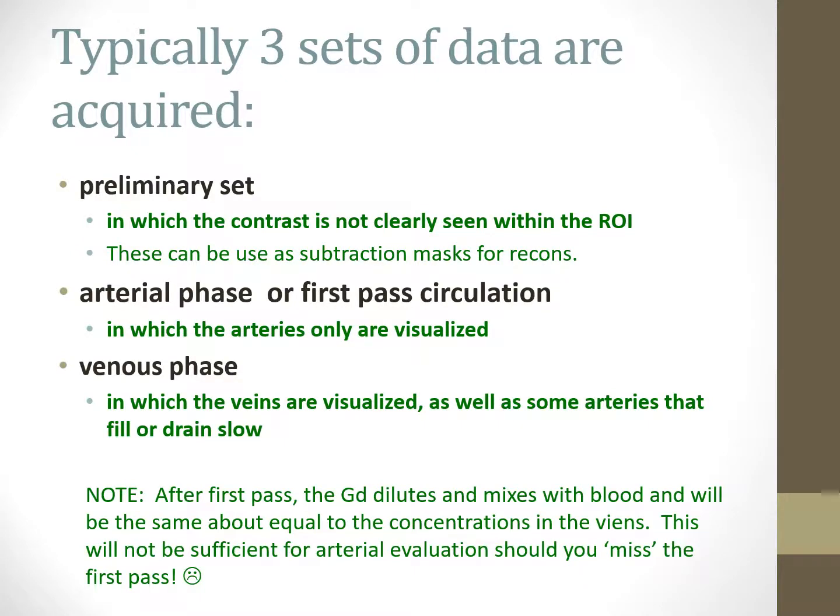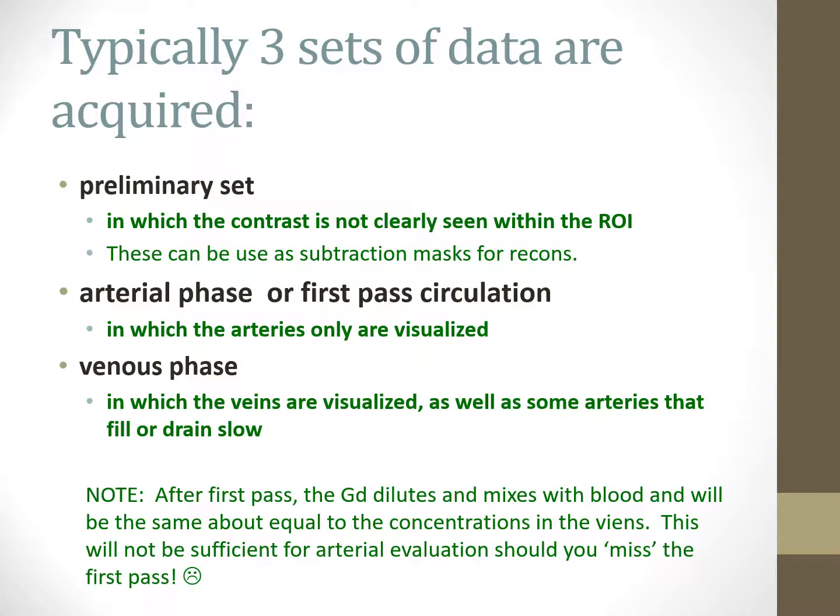Typically, we're going to acquire 3 sets of data. And they're all going to be located in the same slice location so that we can use one or more of these sets to subtract out information from tissues that we're not interested in. The preliminary set is basically no contrast at all. And these are what we use mainly for our subtraction of other tissues that may show up on our exams that we're not interested in.